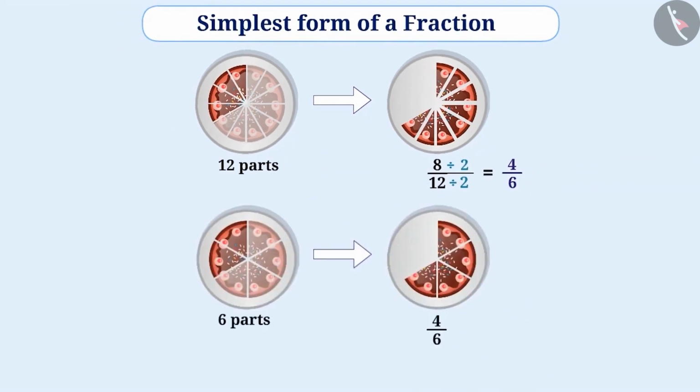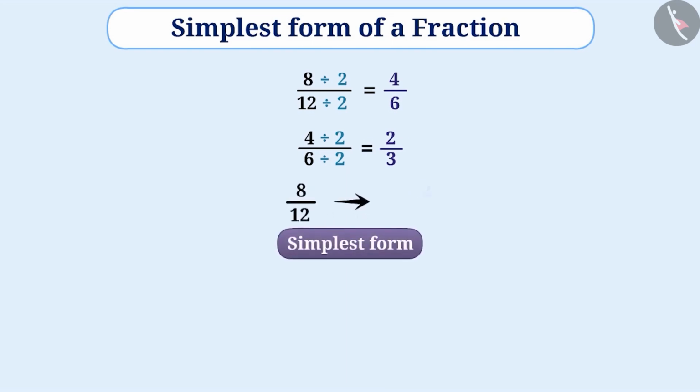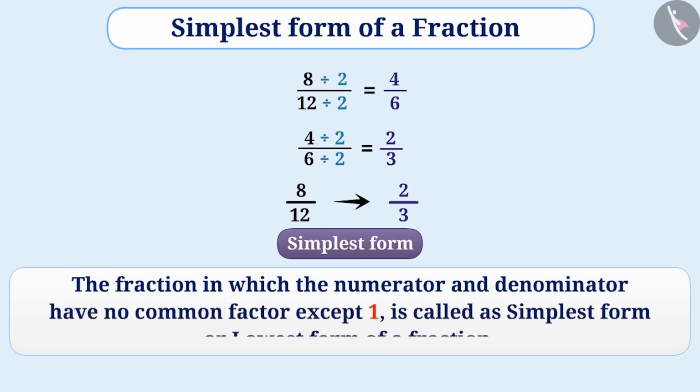2 is the common factor of both 4 and 6, so this can also be divided by 2. This results in an equivalent fraction of 2/3. Now here we can see that there is no common factor of the numerator and denominator except 1. So we cannot divide it further. So we can say that the simplest form of 8/12 is 2/3. The fraction in which the numerator and the denominator have no common factor except 1 is called the simplest form or lowest form of a fraction.